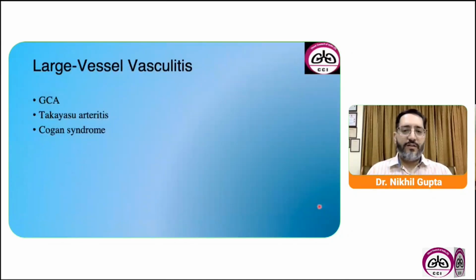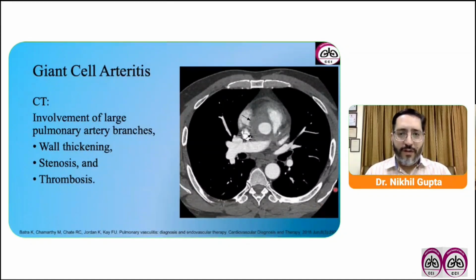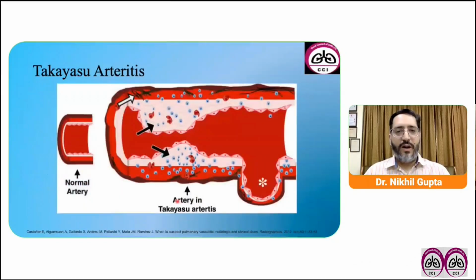Coming to large vessel vasculitis, first is giant cell arteritis. Here there is involvement of large vessels, and involvement of the pulmonary artery is rare. Here we can see involvement of the ascending aorta. There is diffuse circumferential thickening of the ascending aorta. Then coming to the next one, Takayasu arteritis.